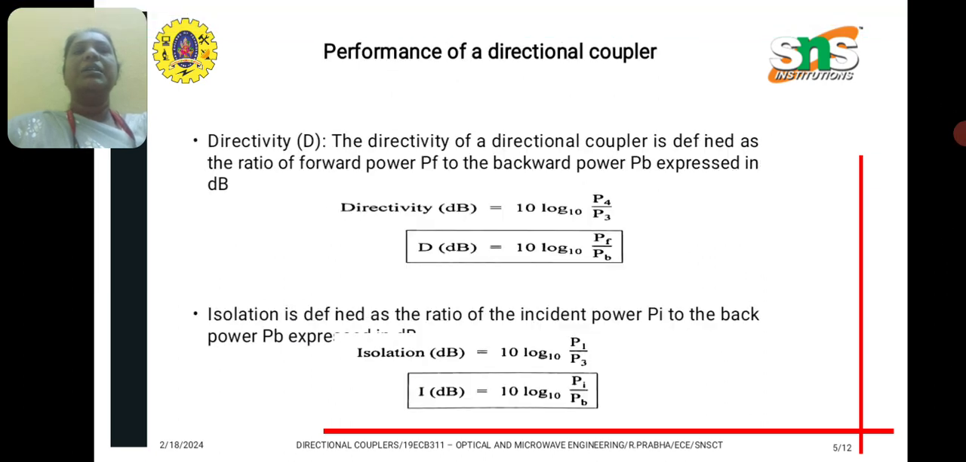And the next parameter is directivity. The directivity of a directional coupler is defined as the ratio of forward power PF to the backward power PB, and it is expressed in decibels. Directivity in dB is equal to 10 log 10 P2 by P3. Isolation is defined as the ratio of incident power PI to backward power PB, and it is given as isolation in decibels as 10 log 10 P1 by P3.